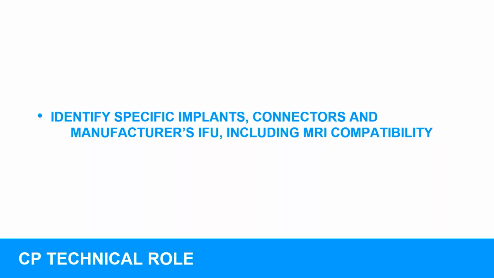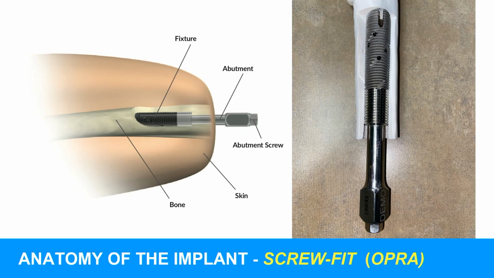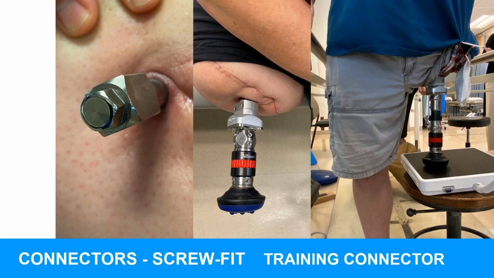If you're going to be involved in osseointegration, you do need to be able to identify the specific implants, connectors, and manufacturer's instructions for use, including whether they're MRI compatible or not. If you don't know that, you can always call me and I'll let you know if they are. The screw fit implant, or OPRA, has one of 2 connectors.